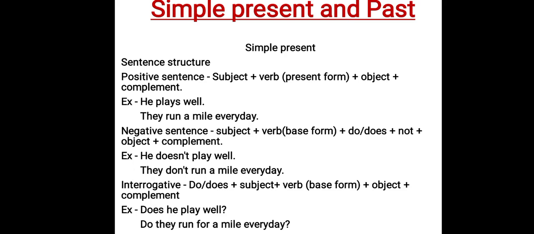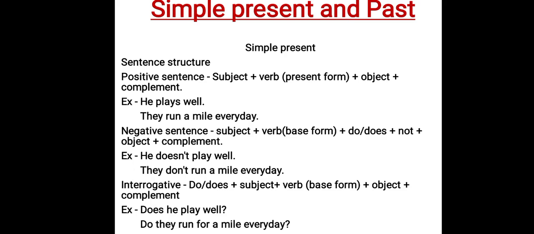Starts again with the subject, then verb in the base form. Now here you need to remember that most of the verbs have the same form as base form and present form, but there are verbs, there is a verb of course, like be. Be is the base form of the verb, and the present form of the verb be is am, are.